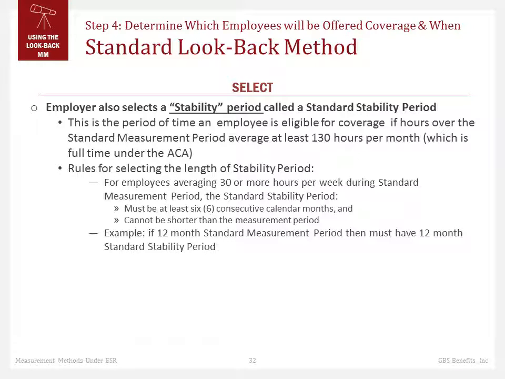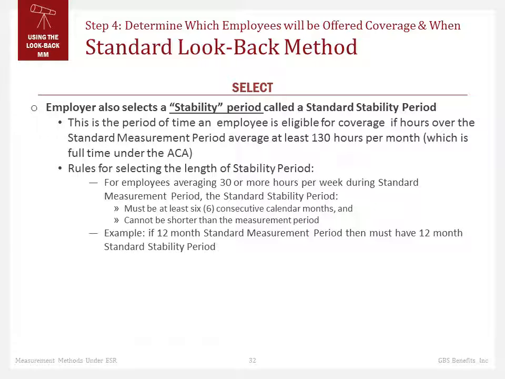So, in addition to selecting your measurement period, you also need to select your stability period. And there are specific rules about it, and you don't have a lot of leeway. It's not technically selecting, because if you selected a 12-month measurement period, you have no choice. You have to have a 12-month stability period. But I'll tell you the rules anyway.